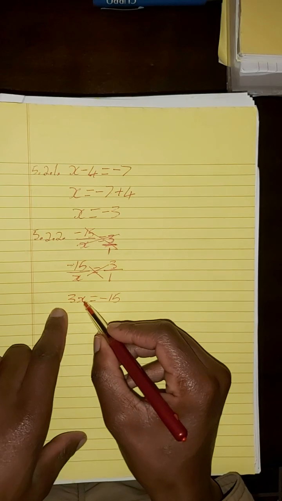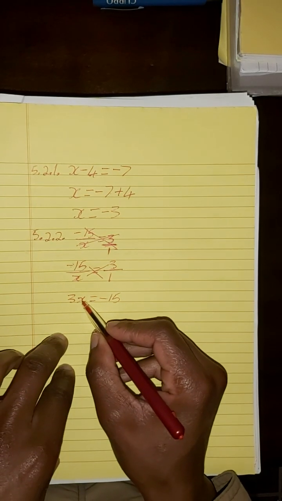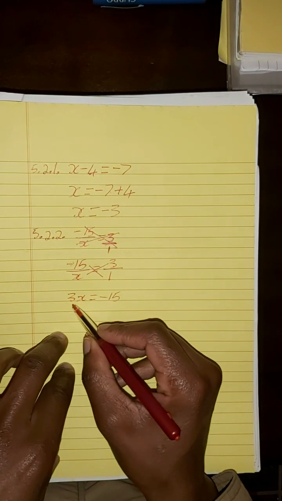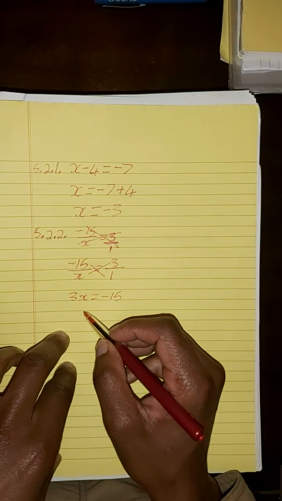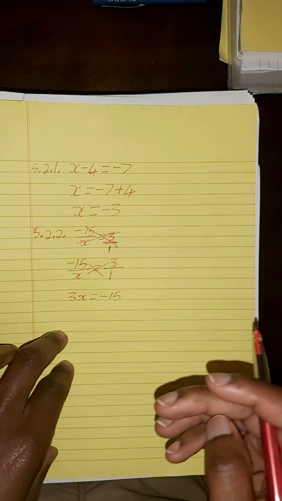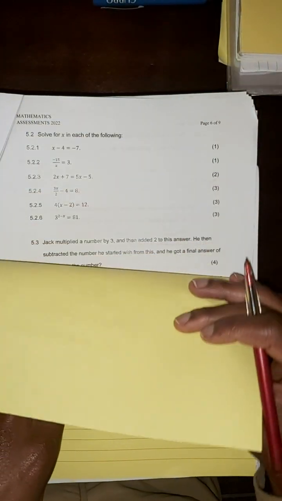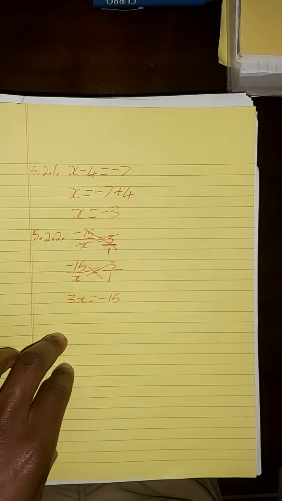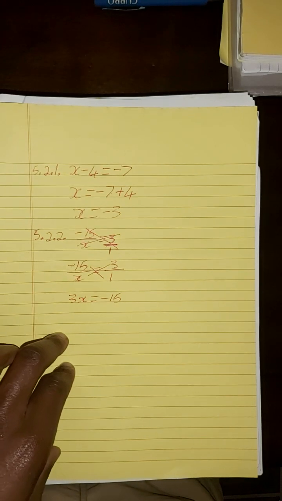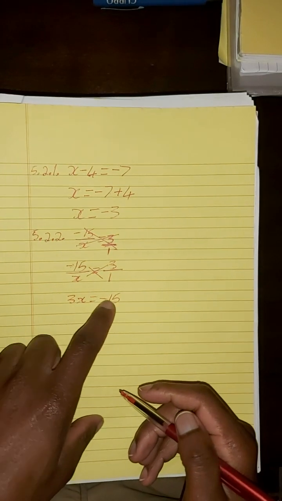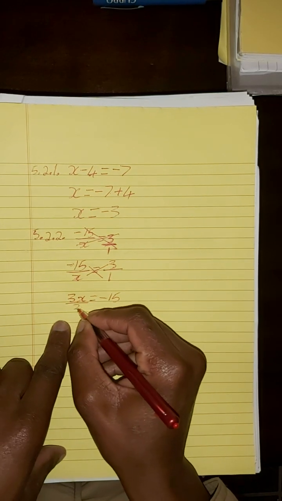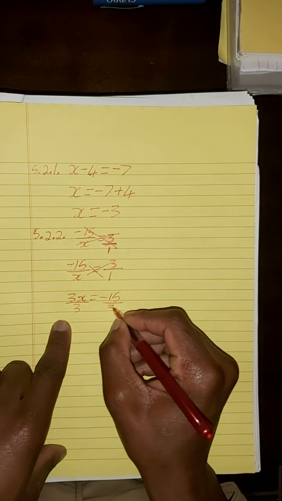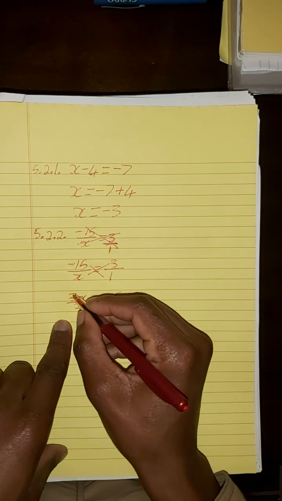I want x by itself, right? So if there's something attached to x, it means I have to actually divide by it. Get what I'm saying? I have to divide by everything and anything that is attached to x. And here, what is it that is attached to x? It's 3. So I have to remove the 3 by simply dividing by it on both sides.